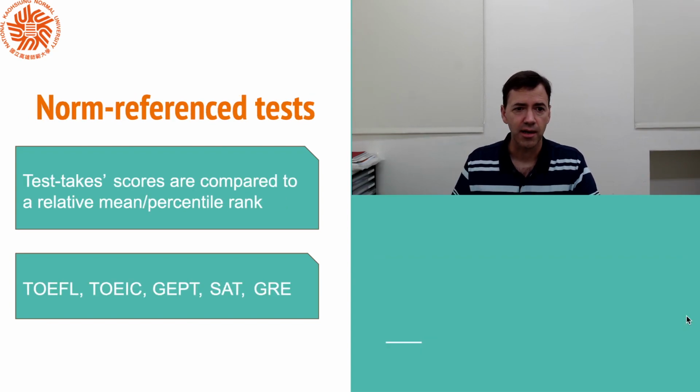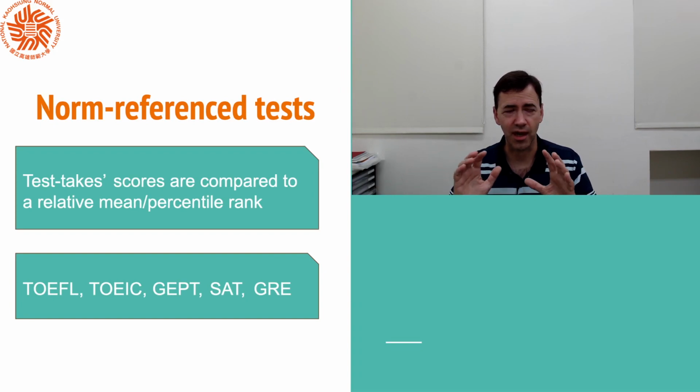Okay. Now, the next one, we have two types of tests. The first one is called norm referenced, and the second is criterion referenced. A norm referenced test, you have to think carefully about this, is when the test taker's scores are compared to a relative mean or percentile rank. So it's not about the class average, it's about an average that you should get to if you're trying to get into university or you're trying to prove your English proficiency is good enough, something like that.